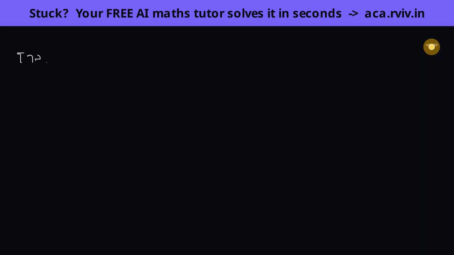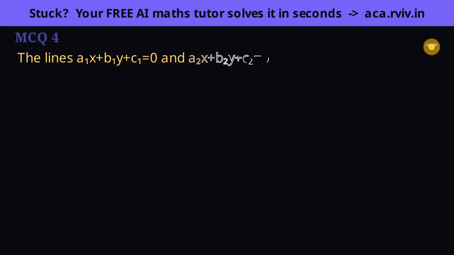Think about what parallel demands geometrically, same slopes so they never converge, but different positions so they never touch. Now recall slope is minus A over B, so same slope is the A and B ratios equal, and different position is the C ratio unequal. Match that to the options.